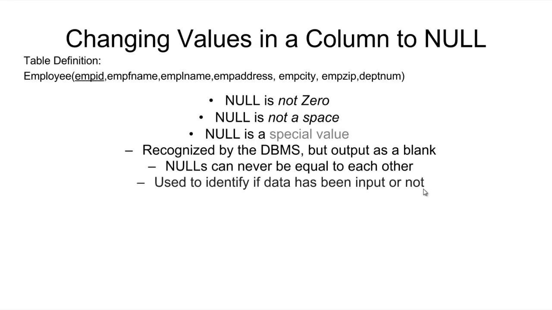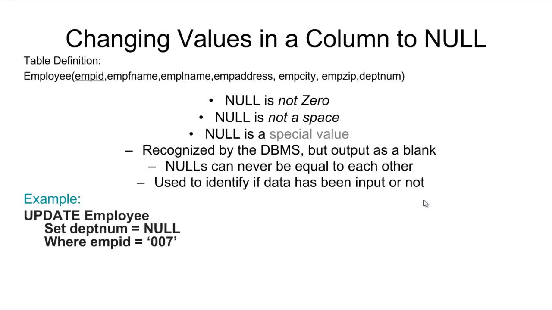Which means that nulls can never be equal to each other because of that special value. It's a lot of times used to identify if data has been input or not. So you don't really delete data, you replace data. If you want to delete data from a column in an entity, always replace it with a null. For example here, update employee, set department null where employee ID is 007.